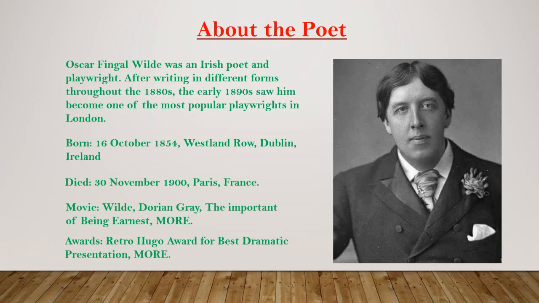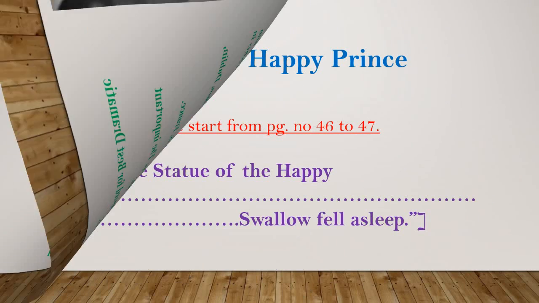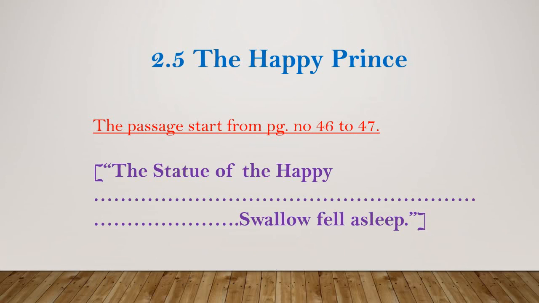Now let's get started with our lesson. The passage starts from page number 46 to 47 of your English textbook, the lesson 2.5, The Happy Prince, from the statue of the Happy Prince till Swallow fell asleep.